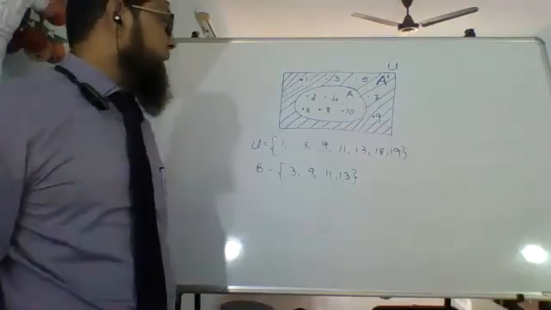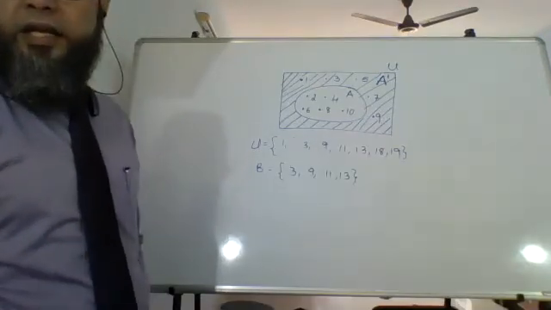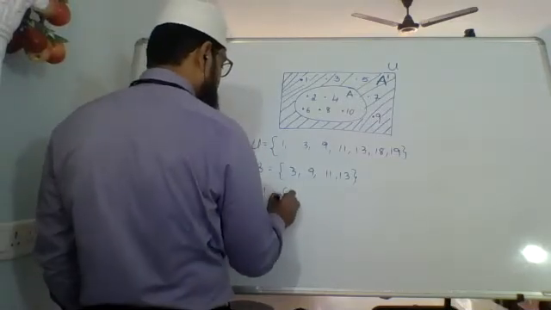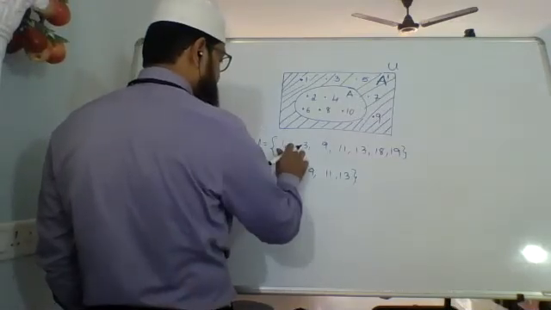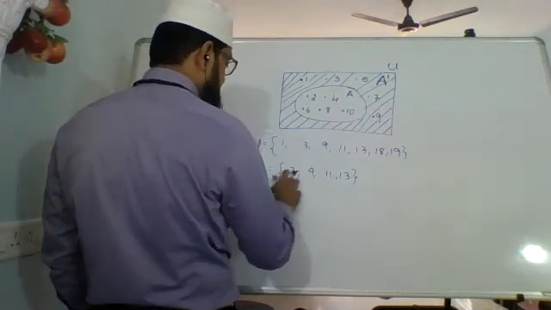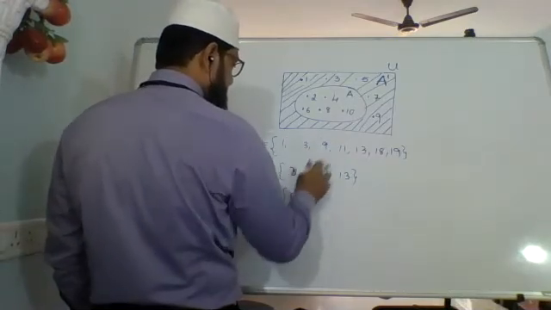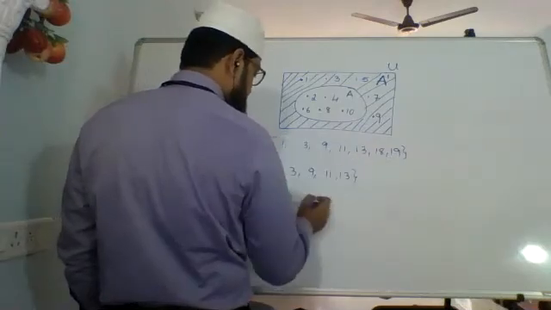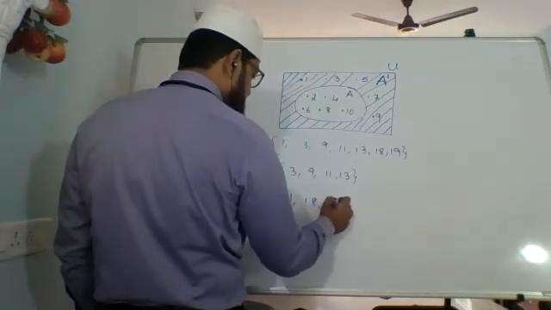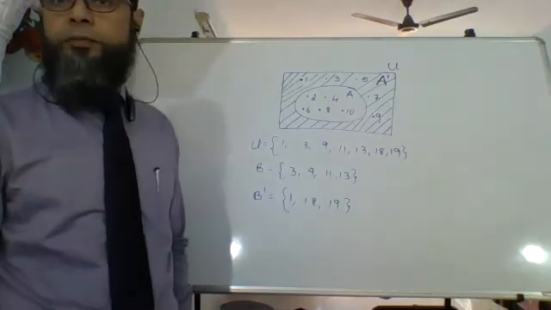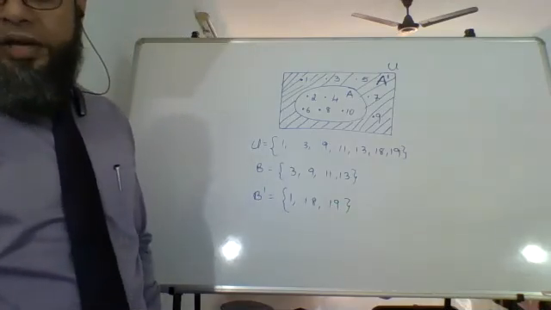Universal set is 1, 3, 9, 11, 13, 18 and 19, and supposing this is set B. So obviously B dash would be whatever is there in the universal set, और इसमें नहीं है, इसमें 3 है इधर है, उसके पहले 1 है, 9 नहीं आएगा, 11 नहीं आएगा, 13 नहीं आएगा, 18 and 19, correct? This would be B dash, इसमें तो कोई डाउट नहीं है. Okay, this would be B dash.